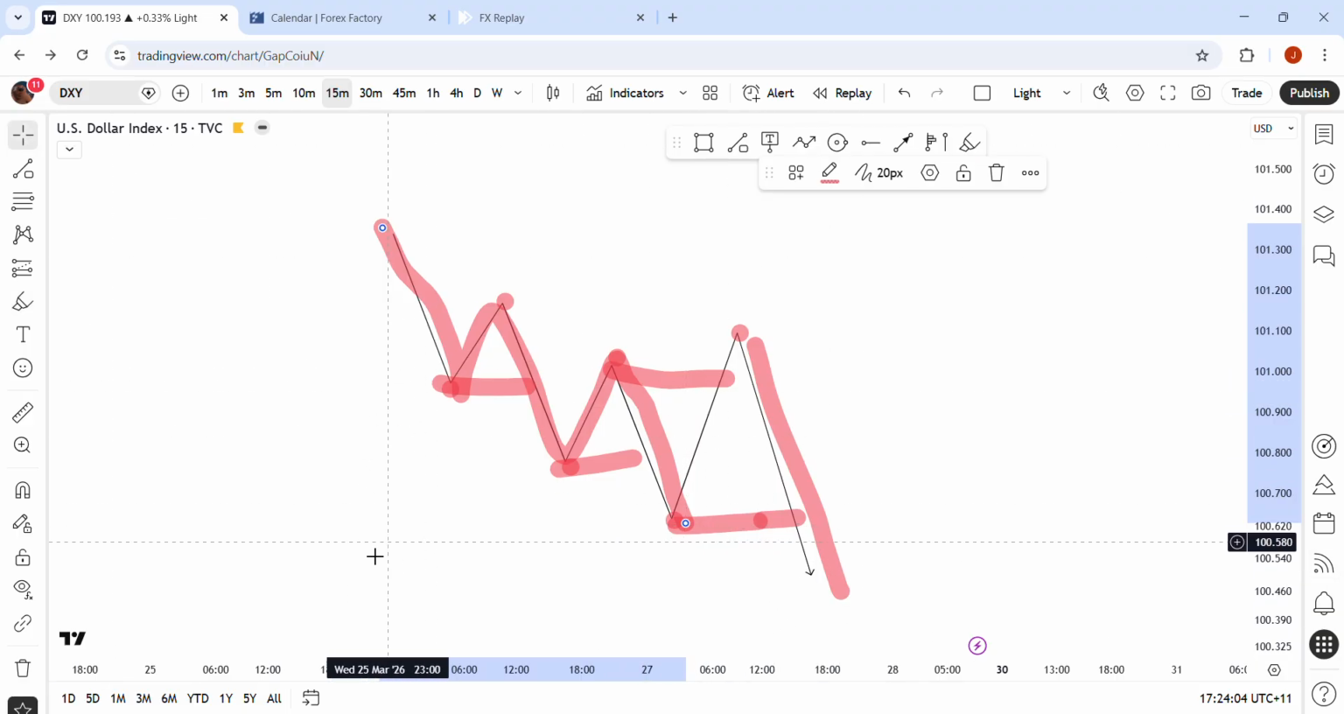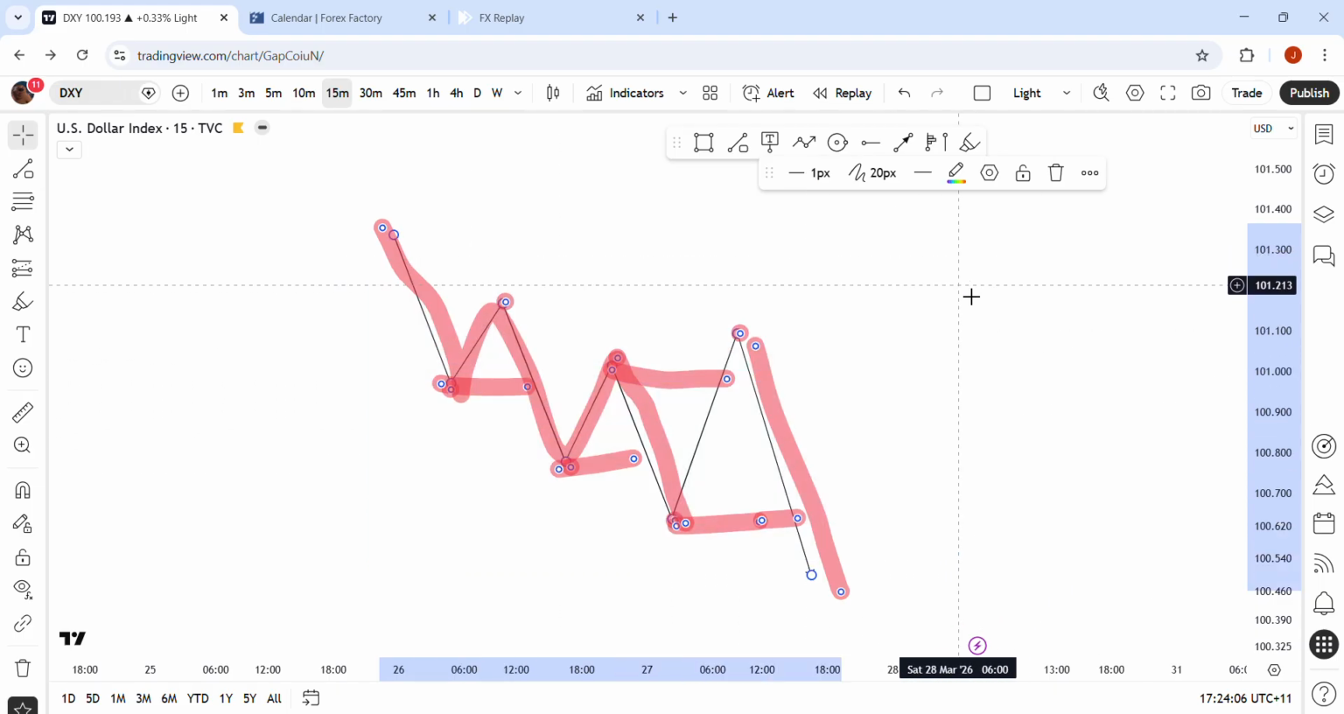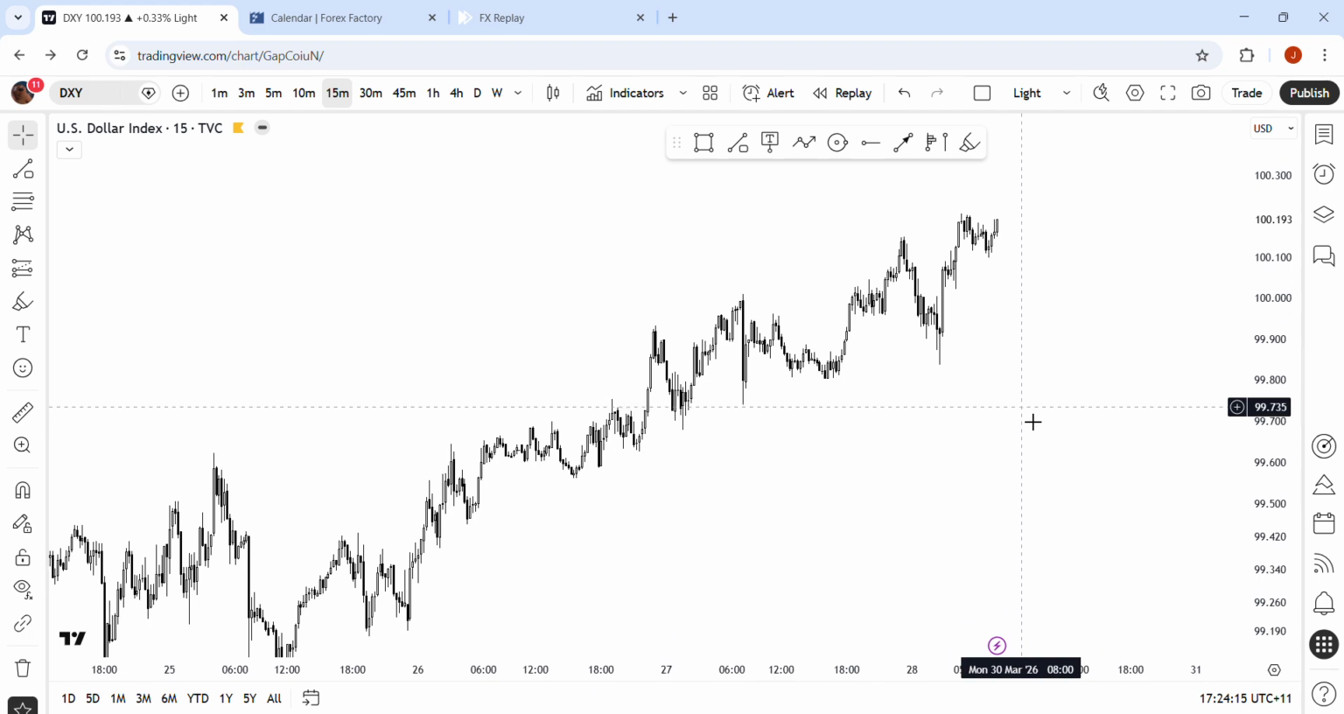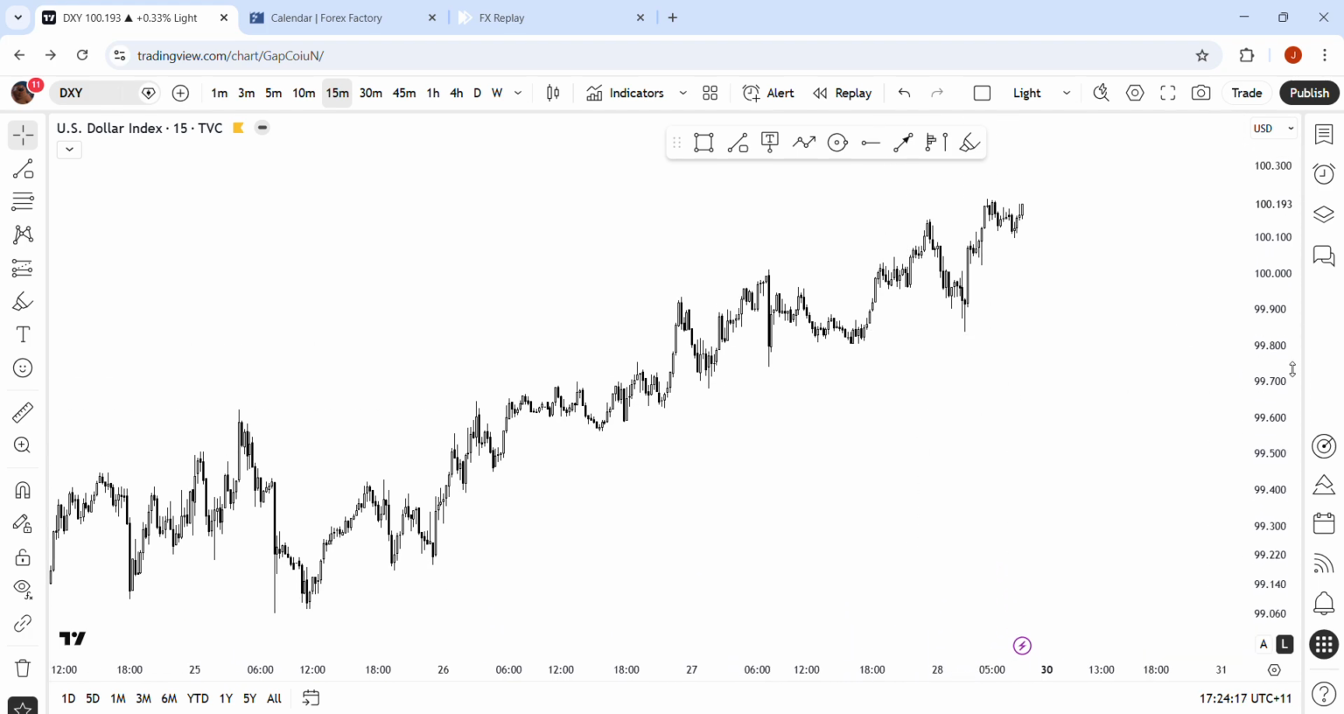So now that I have explained to you the few different concepts of how market structure actually works, let's now head to the charts and give some real life examples of market structure. Now, as you can see here, we're looking at the DXY at current pricing on the 28th of March 2026.